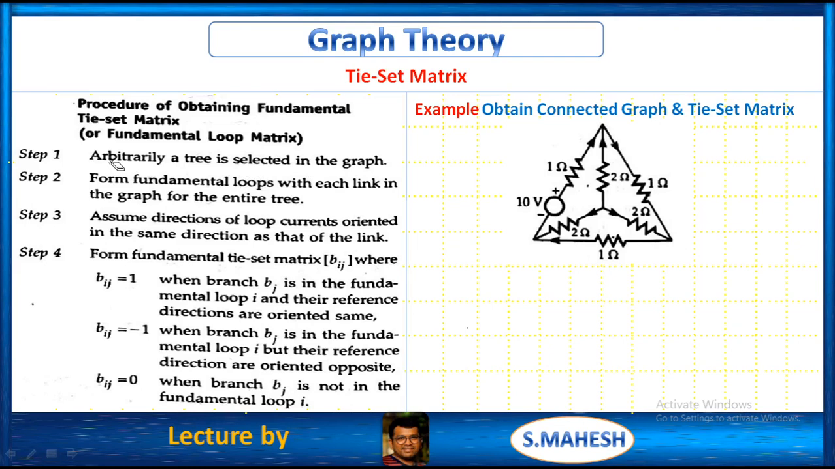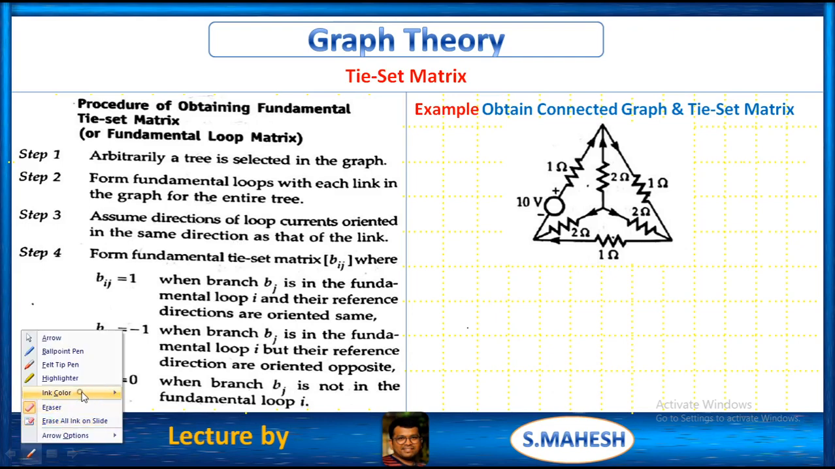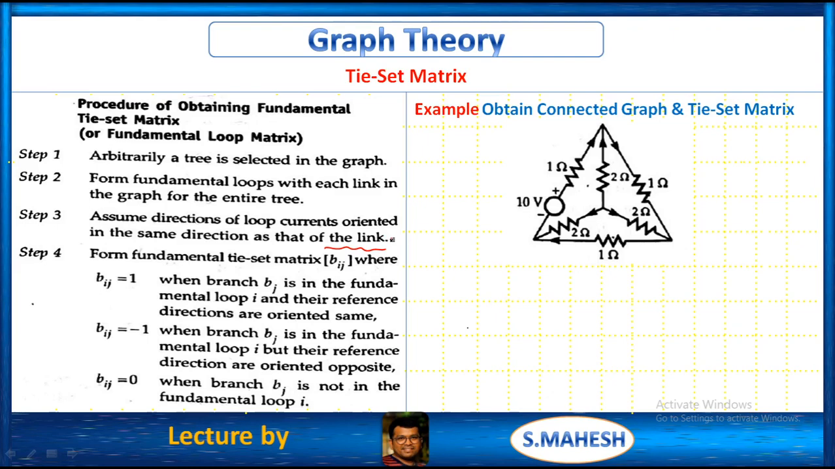So step 1 is what? Arbitrarily a tree is selected in the graph. Okay. Then form fundamental loops with each link in the graph for the entire tree. Then assume directions of loop currents oriented in the same direction as that link. Why only link? Because of that link only we are having a closed path. So the direction of the loop currents totally depends upon the direction of that link only.